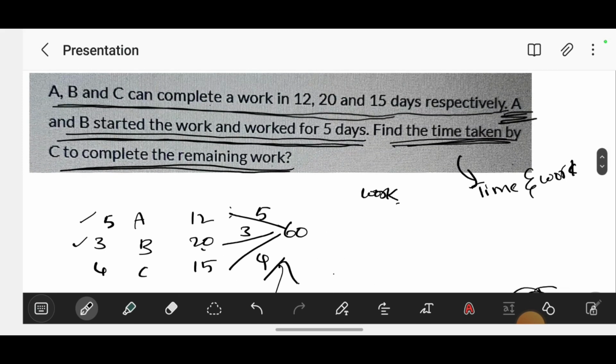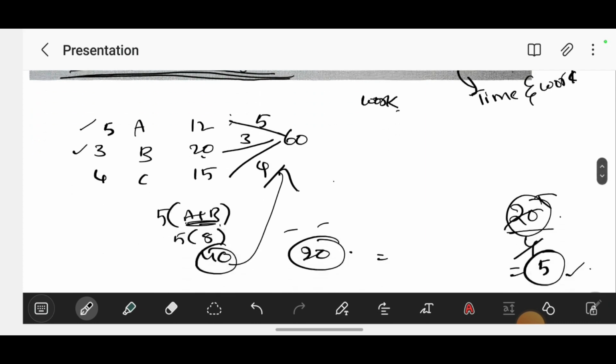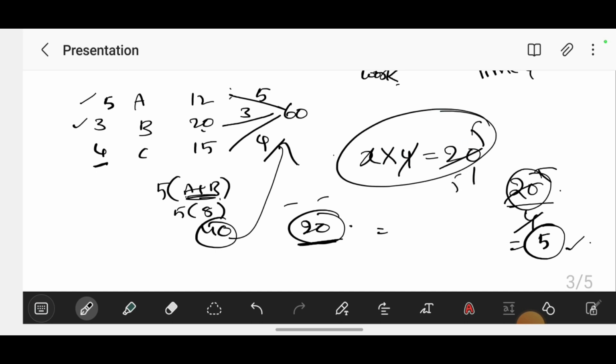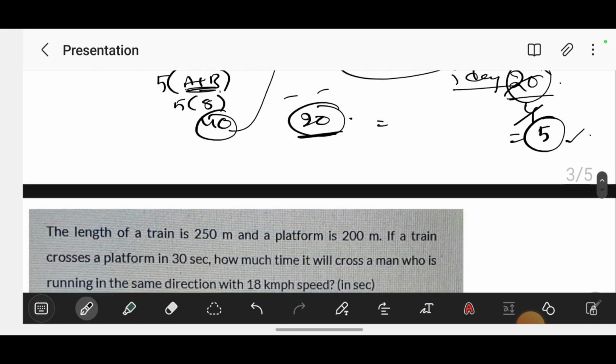And this 20 is done by only C. Find the time taken by C to complete the remaining work. That means C only completes the remaining 20 units. So X days into 4 units per day for C becomes 20. So 4 5s are 20, X days means 5 days. So the answer is 5. Okay, I think you got the concept correctly. Right, let's go to the next question.